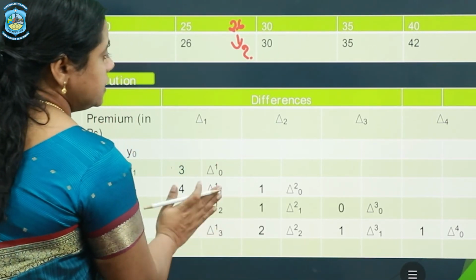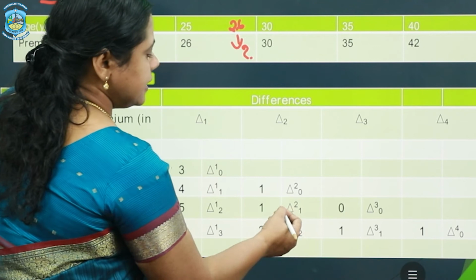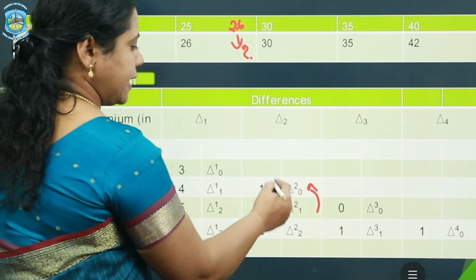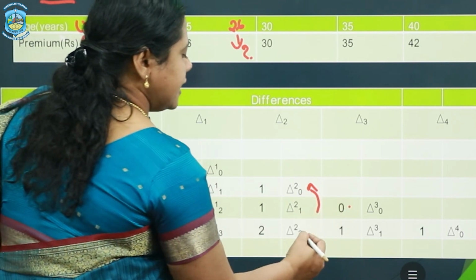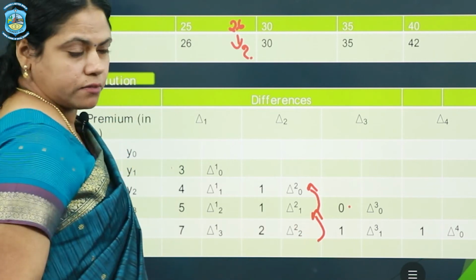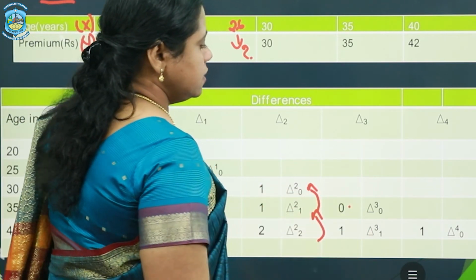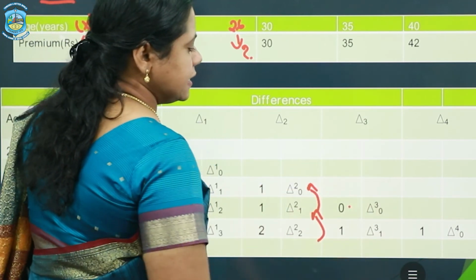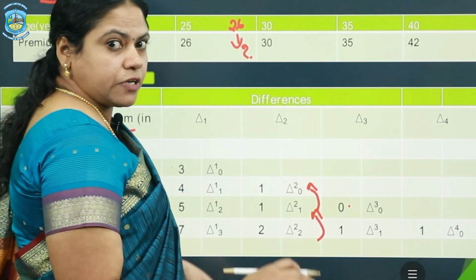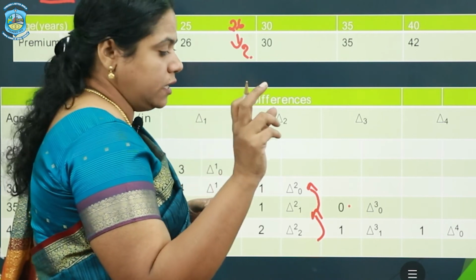So let's move to the third leading difference now. Third leading difference, del 2 1 minus del 2 0, 1 minus 1, that is 0. Del 2 2 minus del 2 1, that is 2 minus 1, 1. So we have completed with the third leading difference as well. Now we are moving to the next, fourth leading difference. We have to continue till it reaches only one value.